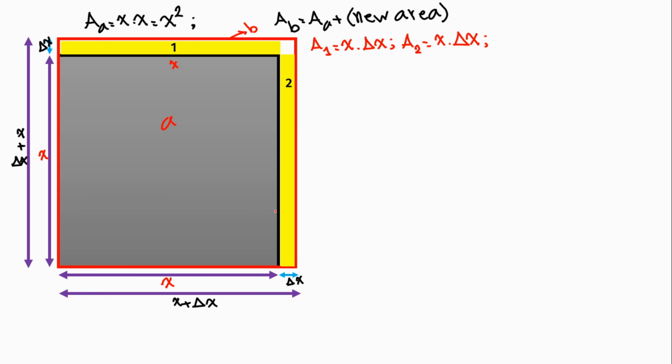And the tiny square in the corner, delta x by delta x. Let's call it 3. And we have A sub 3 equals delta x times delta x, that is equal to delta x squared. Now let's add up these three added regions and call it A sub 1,2,3, equals A sub 1 plus A sub 2 plus A sub 3.